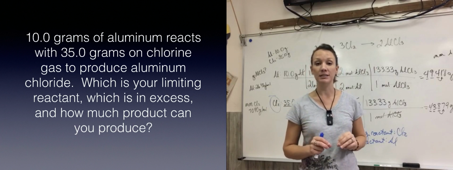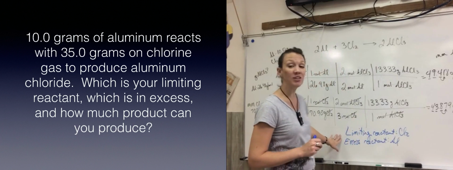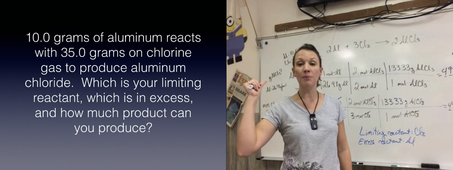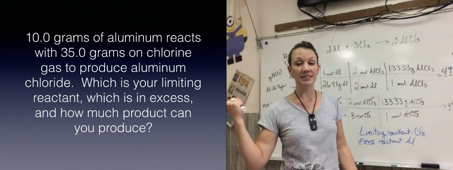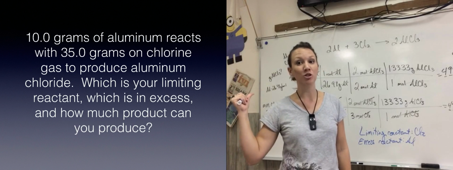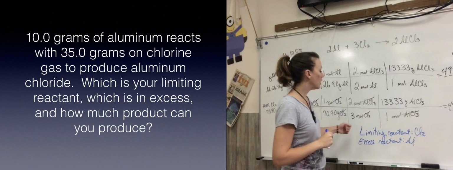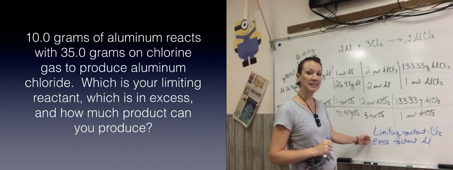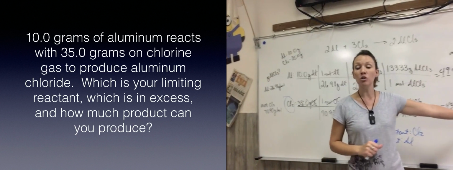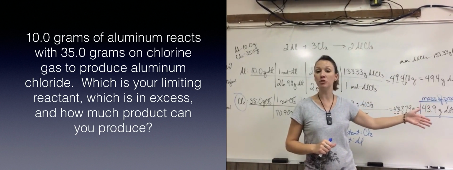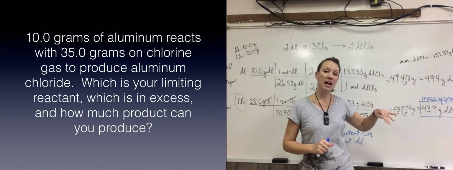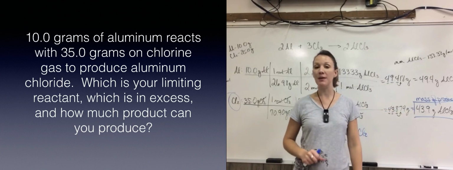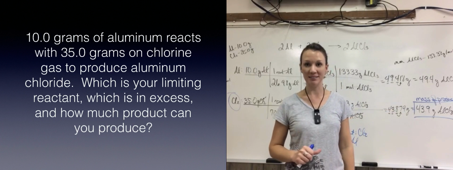That's very important. And this is a perfect example of why I told you not to assume that since you had less of aluminum, it was going to run out first. Because in this case here, you ran out of chlorine first. So chlorine was your limiting reactant. Aluminum was your excess reactant. Once you ran out of chlorine gas, you could not produce any more. So the maximum amount of the product that you can create was 43.9 grams of aluminum chloride.